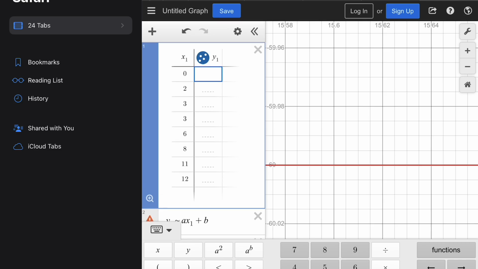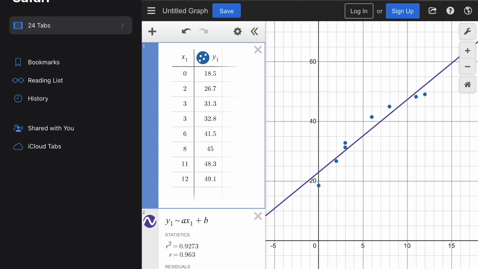Okay, 18.5. Hopefully the next one isn't another graph on Desmos one. 31.3. I don't mind these, it's just they take so much longer. 41.5, 45, 48.3, and 49.1. Oh, sweet. And look at that.